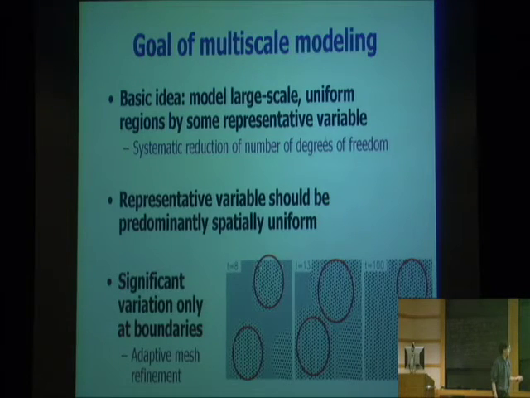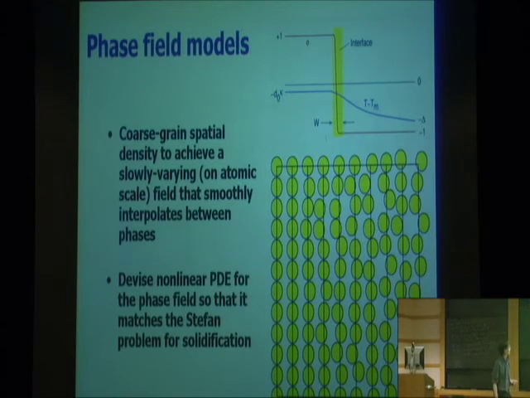Now, if you're going to be able to do this successfully, it's hard to do unless the representative variable, the variable that represents all these atoms here, is something that's spatially uniform, something that says there's basically no difference between over here and over here. So we need some variable that is spatially uniform, and then there's only going to be variation at the boundaries. And so the idea then is we do some kind of adaptive mesh refinement. That means have a big mesh inside this regime here, where your representative variable is large, has no spatial variation, and then a fine mesh at the edges where something is actually happening.